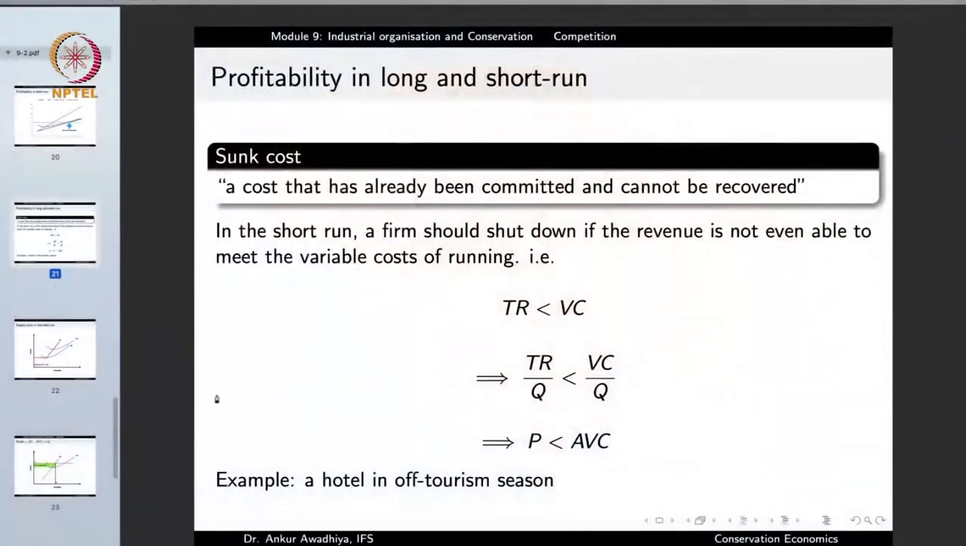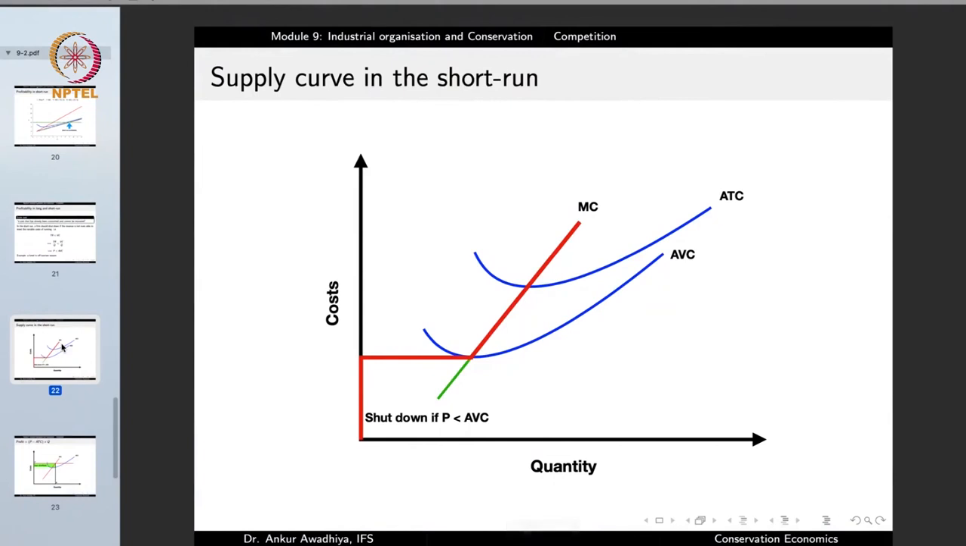And so in the short run, the supply curve will look like this. So if this is the average total cost, if this is the average variable cost, then above the minimum of the AVC, we have the MC, or the marginal cost, which gives the supply curve. But below the average variable cost, the firm should shut operations. So if P is less than average variable cost, there should be no supply at all. The firm should completely shut down.